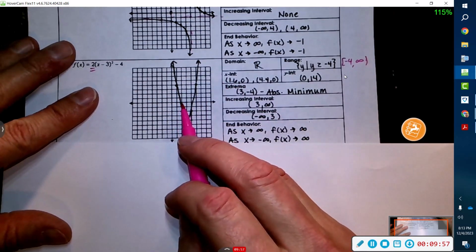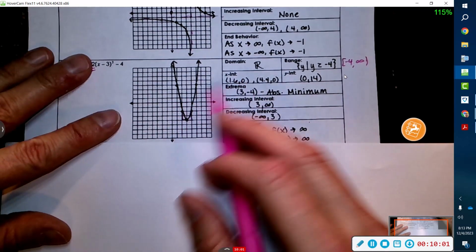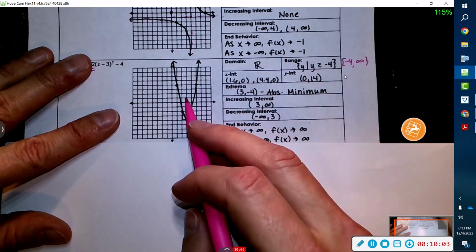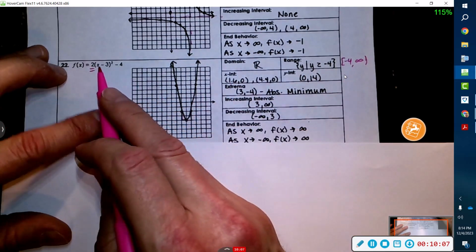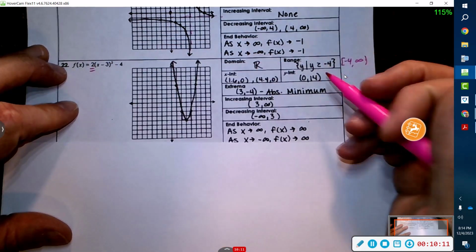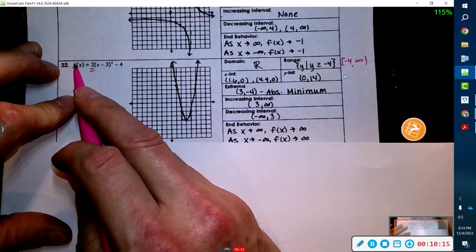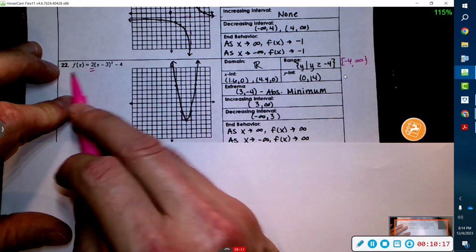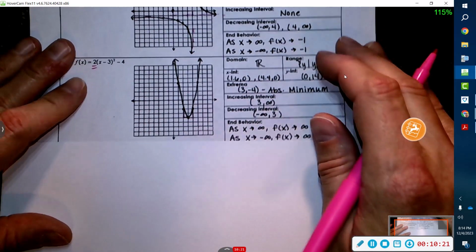X-intercepts, you had to kind of estimate there. That's totally fine for this. And here the y-intercept is when x equals 0, so we could have just plugged in a 0 right there, and we could have figured out what that is. If you wanted the x-intercepts, you could have plugged in a 0 for f of x, and then move the 4 over, divide by 2, take the square root, then add 3. That's where these numbers are coming from.